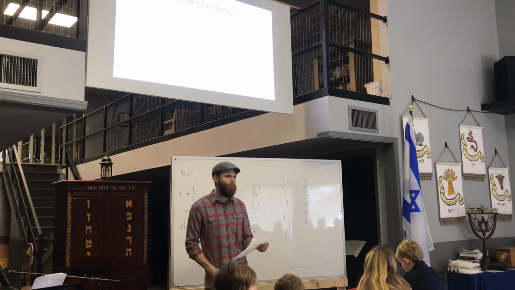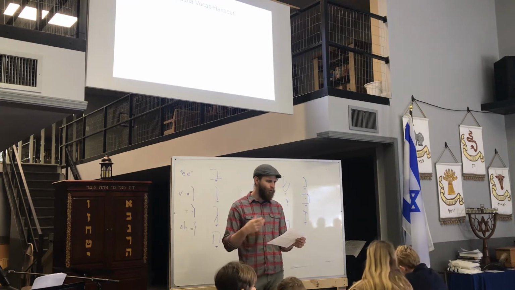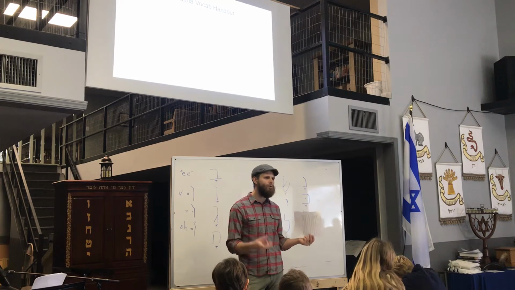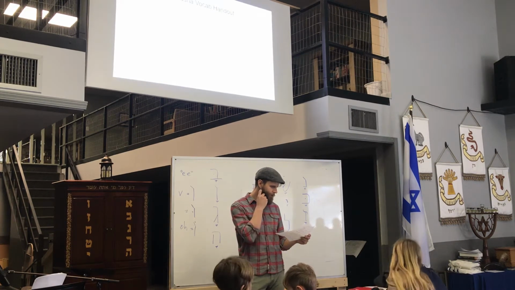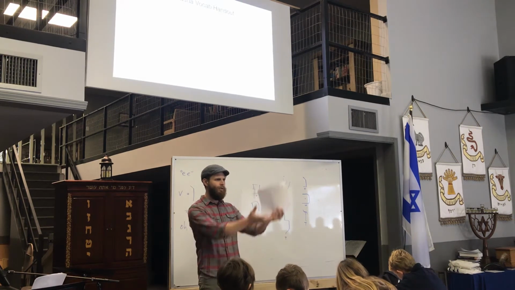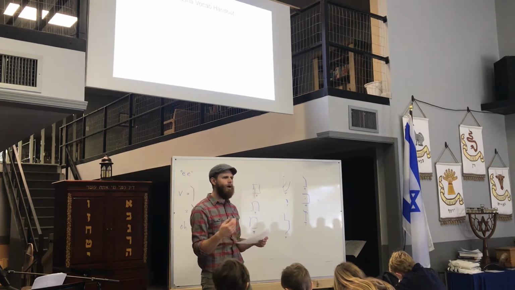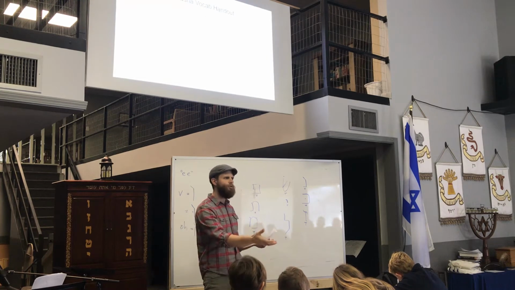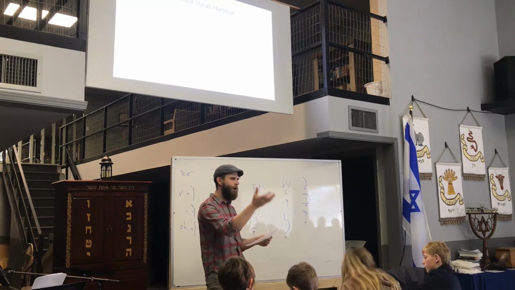The first one is teruma, and it comes from the root rum, which means to lift up or to elevate. It is most often translated as a gift or an offering. It's something you elevate and give up, okay? And this is what Moses is told by God on Mount Sinai: ask the people of Israel for a teruma, a contribution, an elevation, an offering.